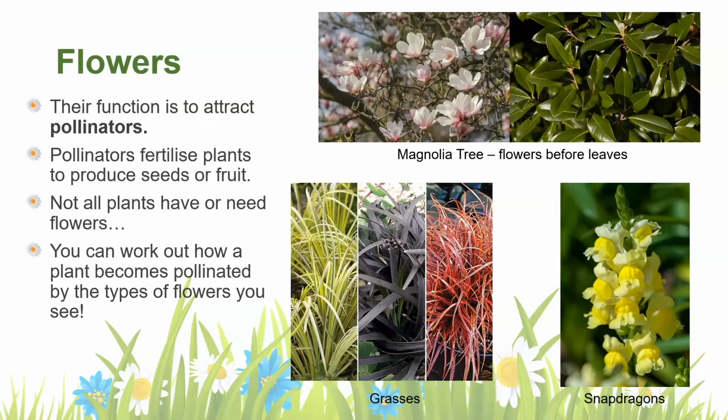Here we have included two interesting examples. The Magnolia tree produces its flowers before the leaves to make sure that the flowers are visible and can easily be accessed by pollinators. Once pollination is complete, that's when the leaves will grow.